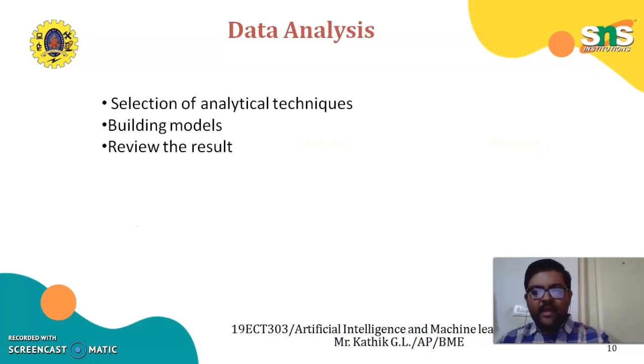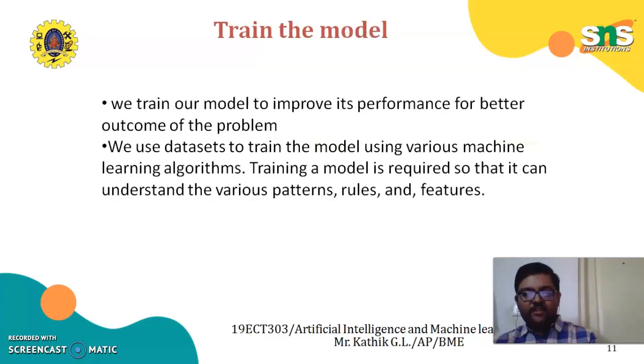Then data analysis. Now we have prepared the data and done the data wrangling process. Now we want to analyze the data, right? For that, selection of analytical techniques should be done. What analytical techniques are we going to use? It may be correlation or regression technique or any technique from the different types of machine learning process. After that the model is built, then the model is tested. The result is reviewed. That is the data analysis process.